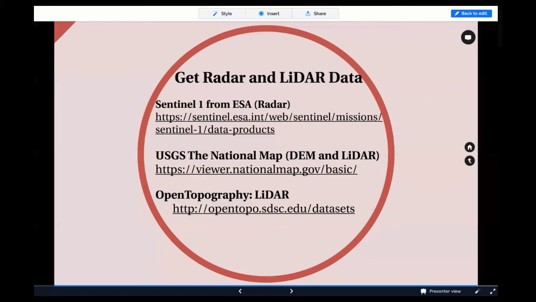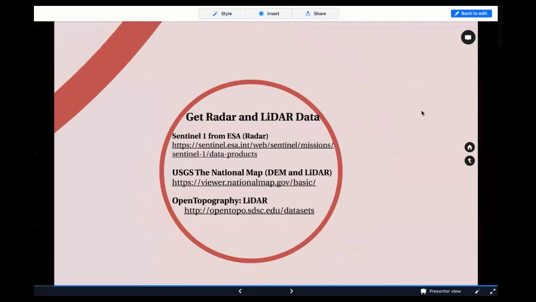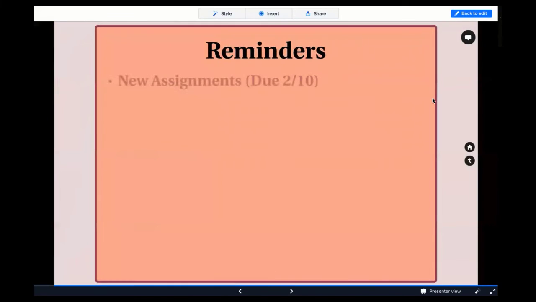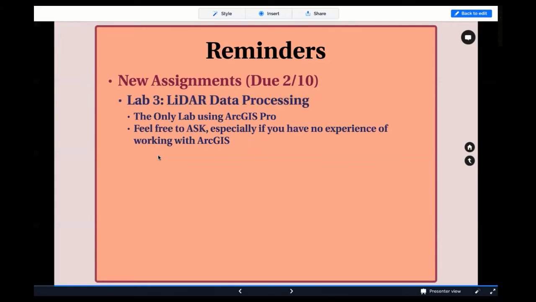Okay, so that's about radar and LiDAR, and in the lab we'll be looking at LiDAR using ArcGIS Pro, and I hope you all have Pro running properly. For the new assignment, just a quick reminder: we are working on Lab 3 this week using Pro, and I know some of you are new to it.